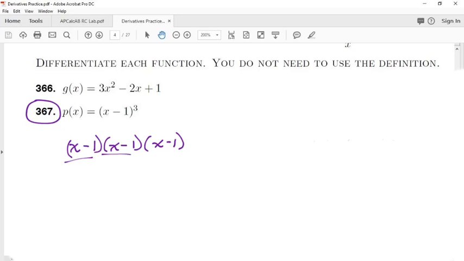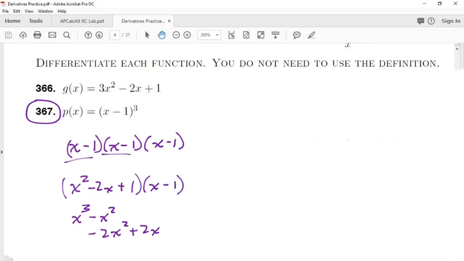Now, if I go this times this, I'm going to get x squared minus 2x plus 1, and then I have to multiply it by x minus 1. This is stinky. Look at all this stuff. Okay, now I've got to multiply again. So that's going to be x to the third minus x squared, and then minus 2x squared and then plus 2x, and then I'm going to go x minus 1.